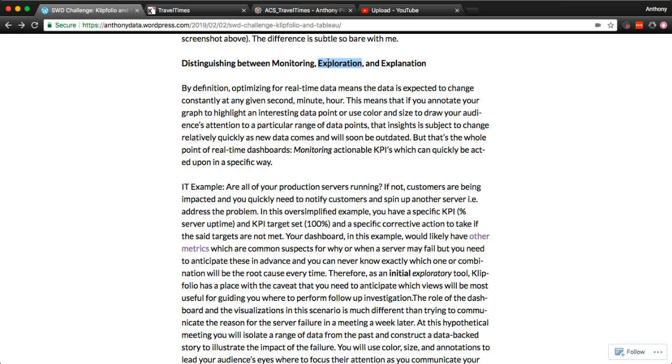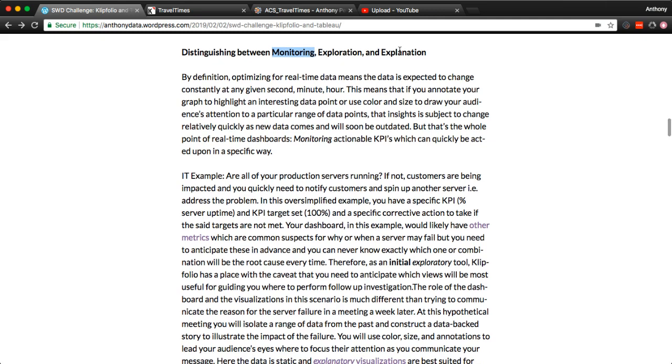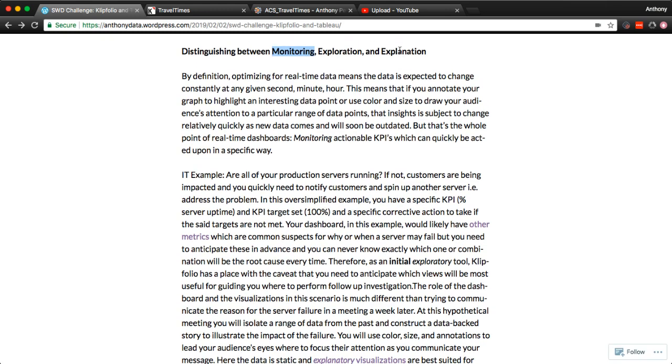for one very particular message, because the data is changing all the time, if what you are doing is monitoring a particular set of metrics. So the explanation side of it can be used. It's not to say that it can't be used for serving this role of being able to explain insights to others. It's just that it's not as effective. And I would say that it is, to a larger extent, less effective in Klipfolio than it is in Tableau.